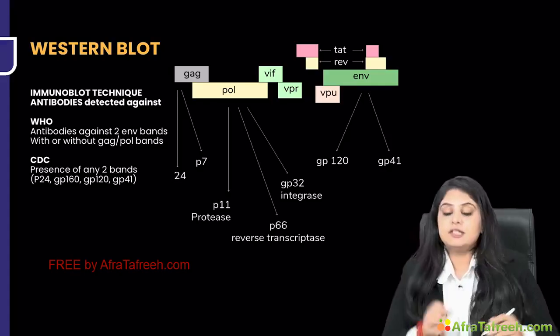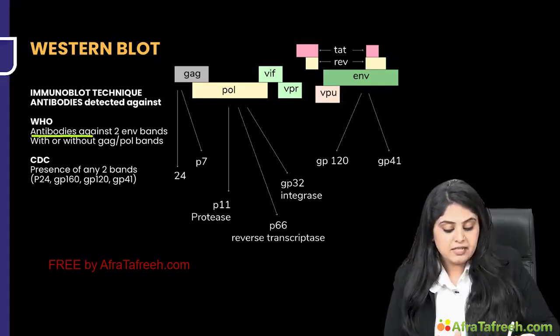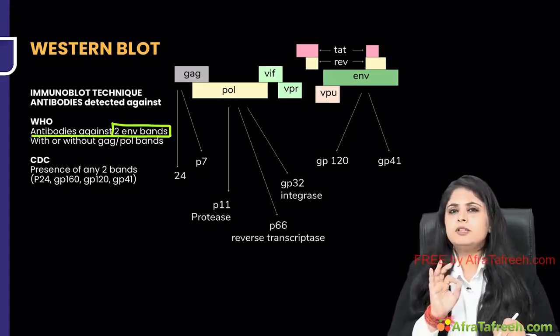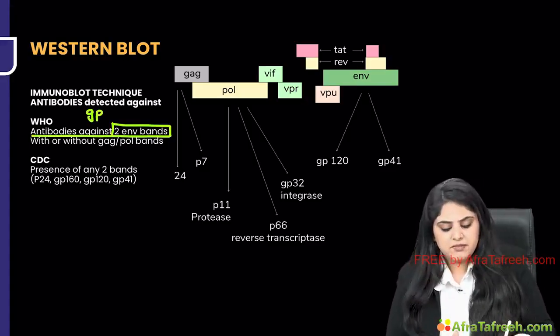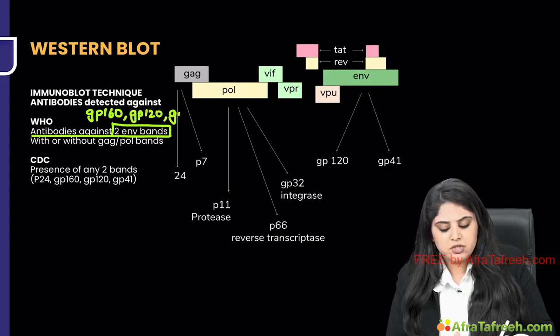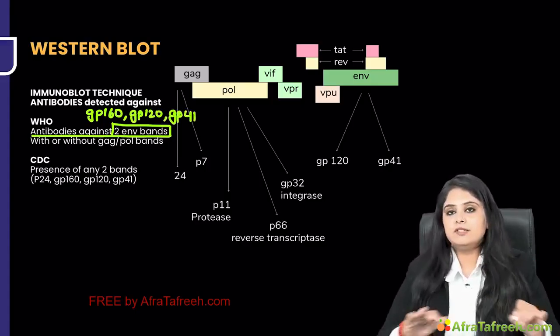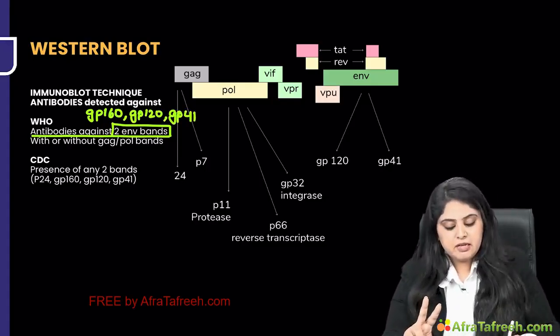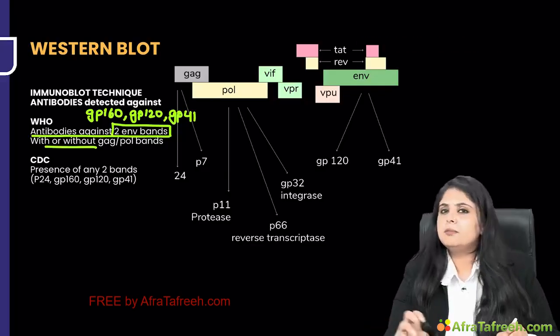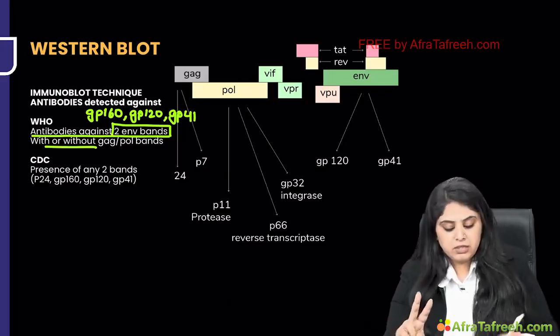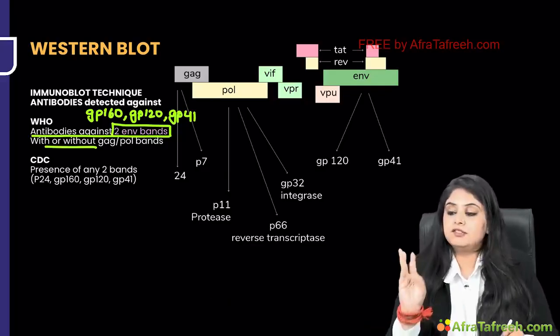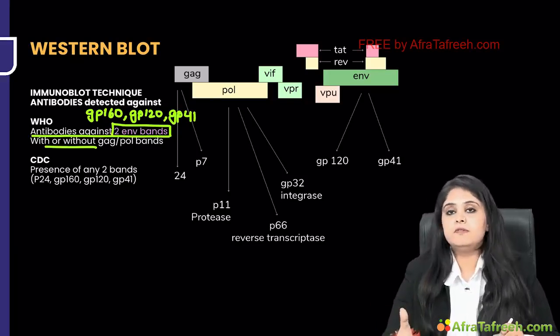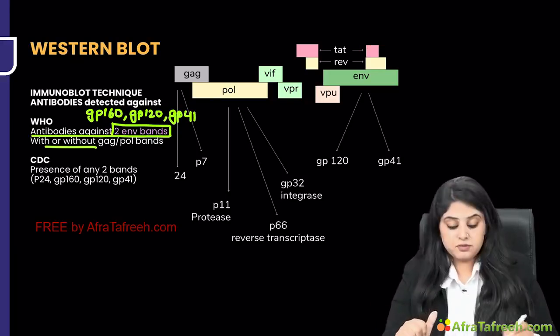So WHO says if antibodies are there against any two envelope proteins. Which envelope proteins were they? Ma'am, there was GP160 and GP160 was divided into GP120 and GP41. So if any two of these envelope proteins come out to be positive, irrespective of others, may be there, may not be there, I really don't care, but if any two of these GP160, 120, 41 come positive, WHO says that is HIV positive.